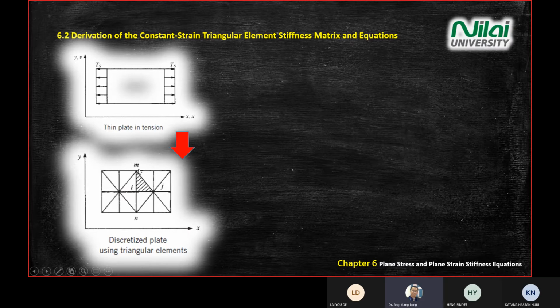I, J, M. Then later on, in the equations that you see, the subscript notation: if you see I, it refers to the first point. If you see J, you refer to the second point. If you see M in the equation, it means the third point. Okay, all right.